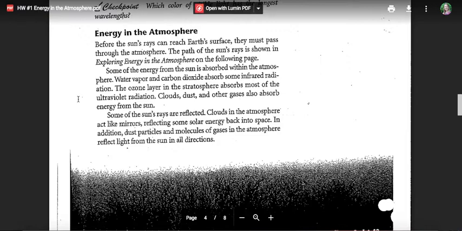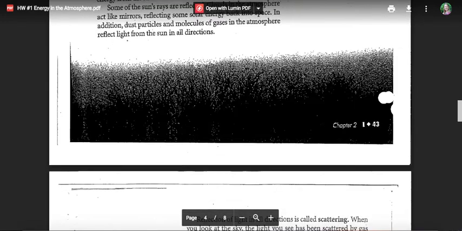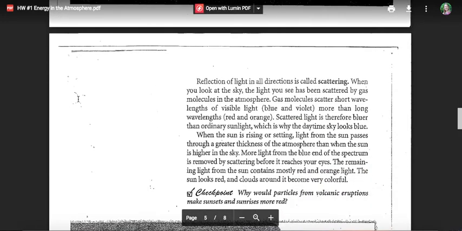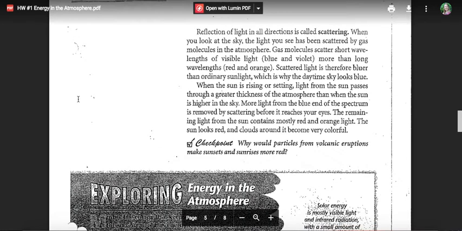Okay, some of the sun's rays are also reflected, meaning sent back. Clouds in the atmosphere act like mirrors, reflecting some solar energy back out into space. In addition, dust particles and molecules of gases in the atmosphere reflect light from the sun in all directions. Reflection of light in all directions is called scattering. When you look at the sky, the light you see has been scattered by gas molecules in the atmosphere.